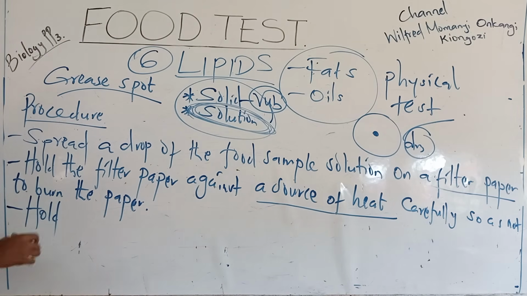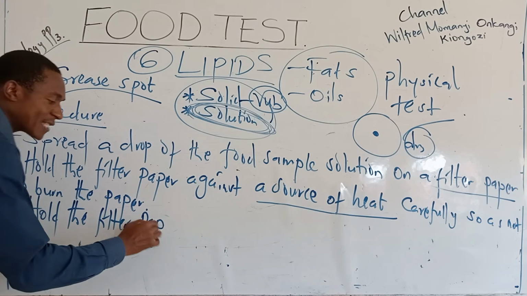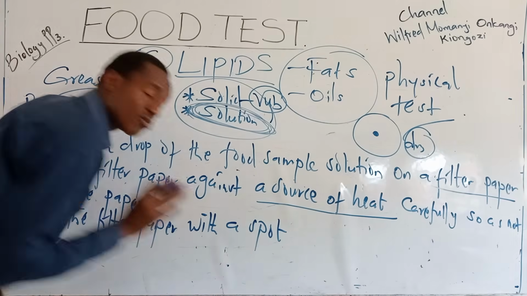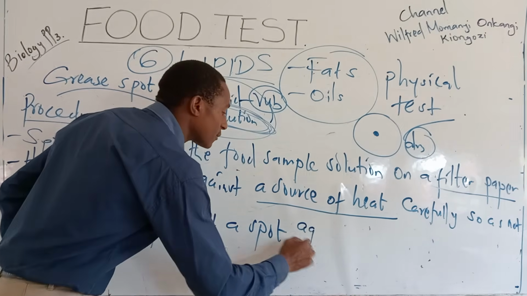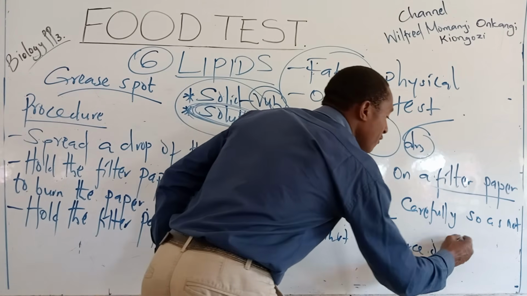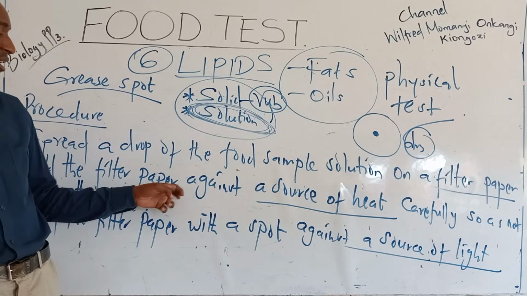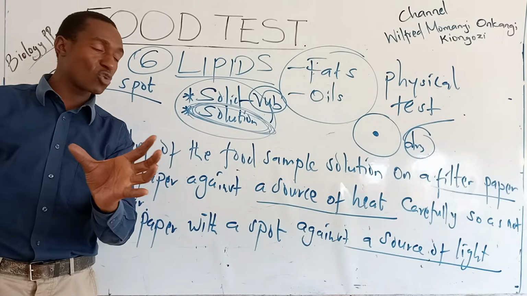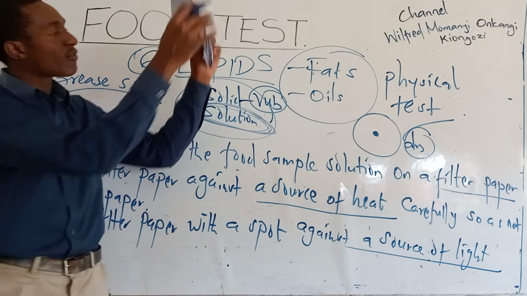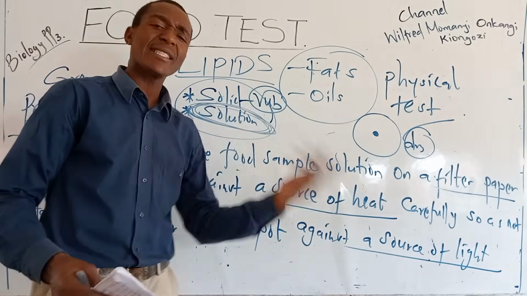You hold the filter paper with a spot, of course it is now dry, against a source of light. Mark the difference. The first one, you hold it against the source of heat, but carefully not to burn it, to make it dry. The next and the last one is you hold it against a source of light, so that you can make an observation and see whether there is light passing through.